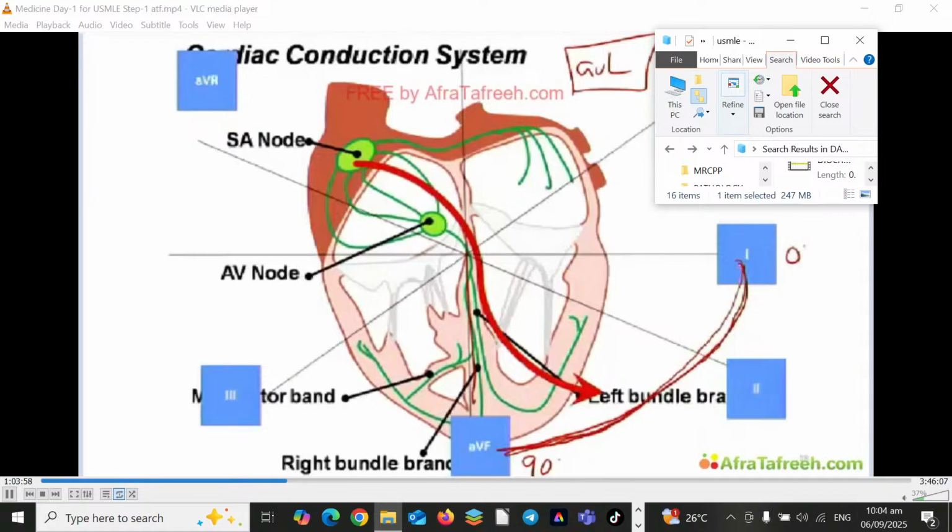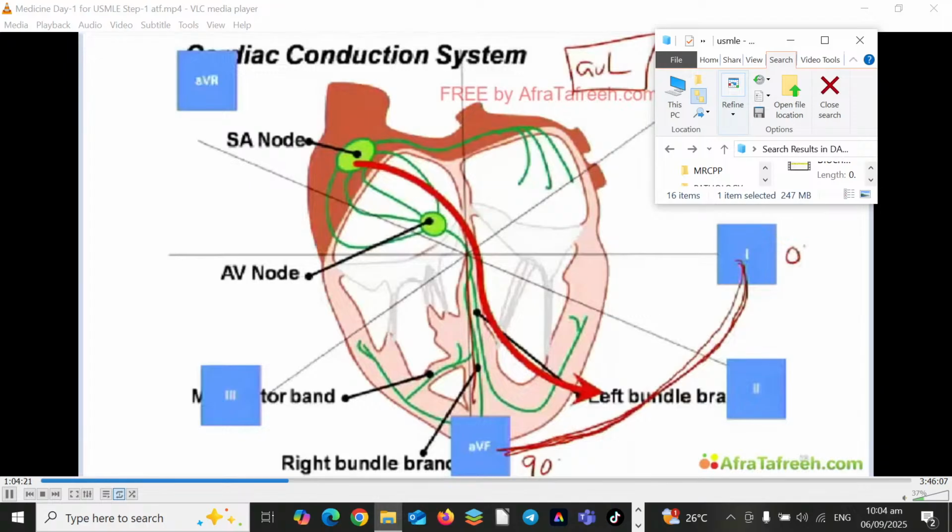I'll repeat, anything between lead 1 and AVF is normal. So these two form our boundaries. And these are the only two electrodes we are going to look at. These are the only two leads we are going to look at. Lead 1 and lead AVF.